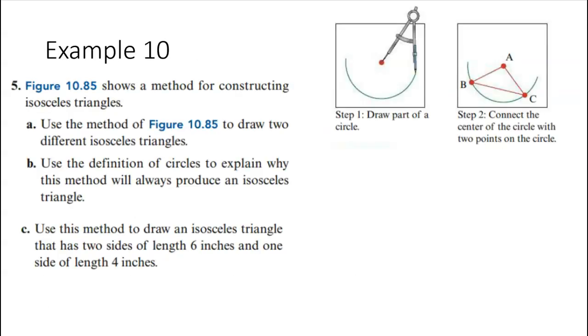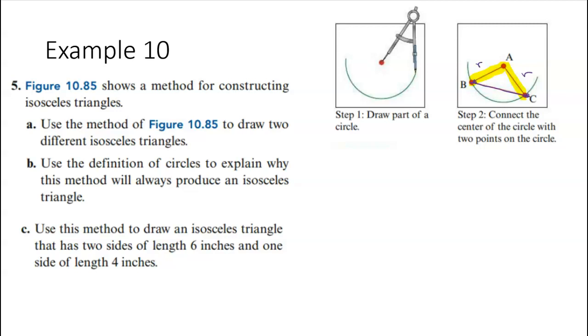So let's first look at this. We're not going to construct it ourselves. We're just going to look at this construction. So use this method. Oh, so I just lied. I said we weren't going to do it, but we are going to do it. Use this method to draw 2 different isosceles triangles. So let's look at the method. We're going to draw part of a circle, and then we're going to connect the center of the circle with 2 points on the circle. So this makes an isosceles triangle because the distance from the center of the circle to 2 points on the circle, well, those are the radius. So we know that the radius is always equal, and then this is just connected to 2 different points.